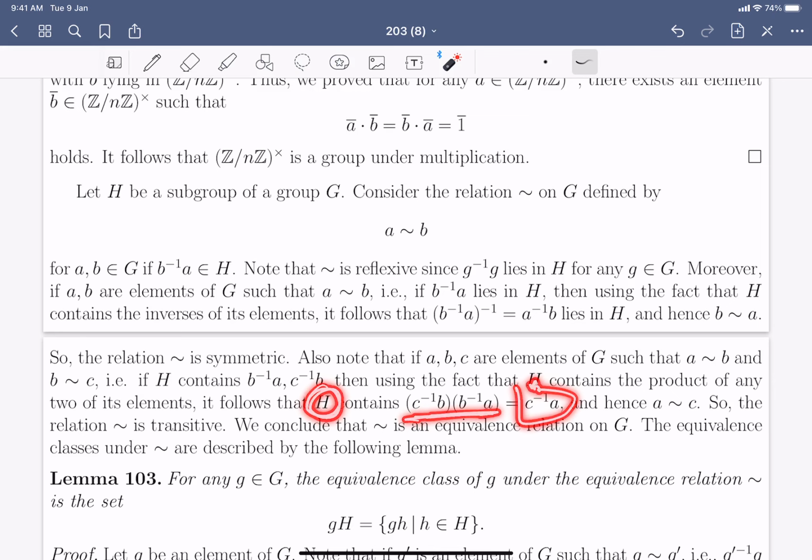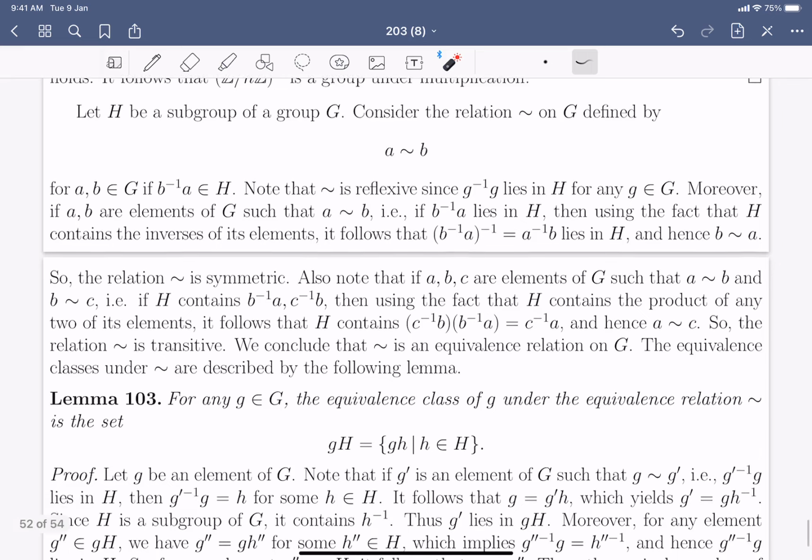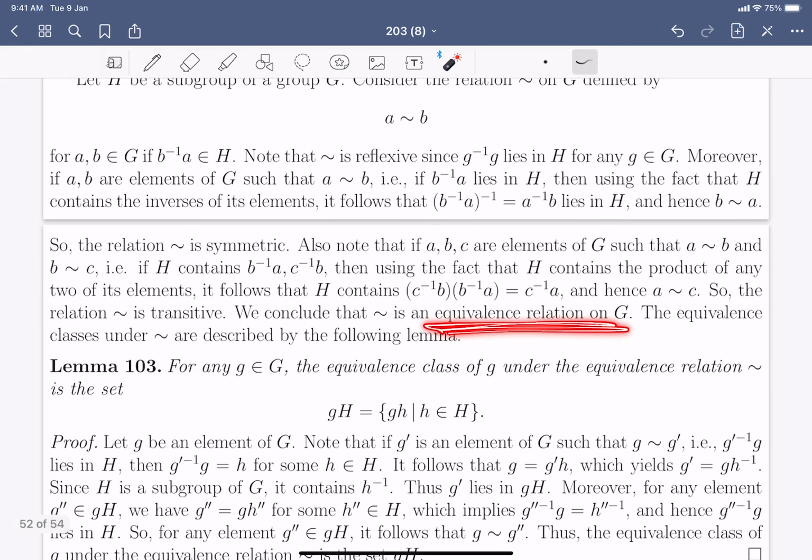Okay, and that is the same as proving that it is equal to C inverse A, and you have proved that C inverse A lies inside H, and that is the same as proving that A is related to C. Okay, so you have proved the transitivity property of this relation tilde that we have defined a while ago. So, summarizing all these three steps, that this is reflexive, symmetric, and transitive, we can conclude that this is an equivalence relation on the group G.